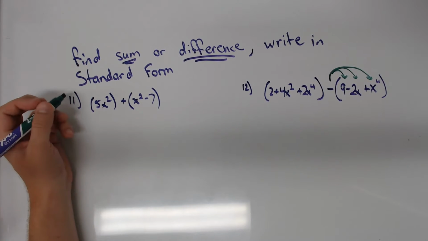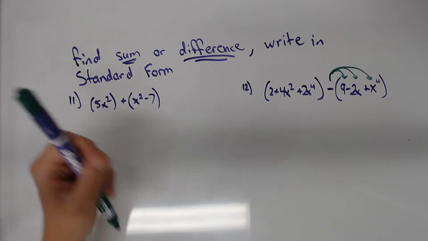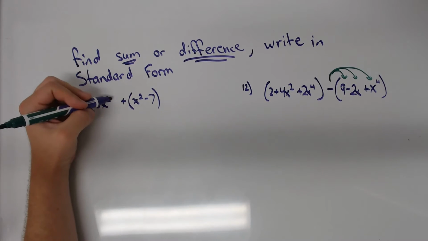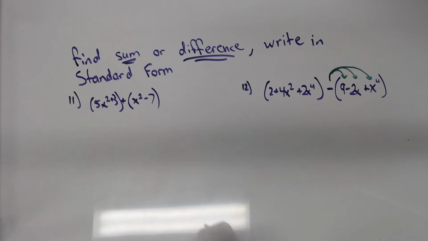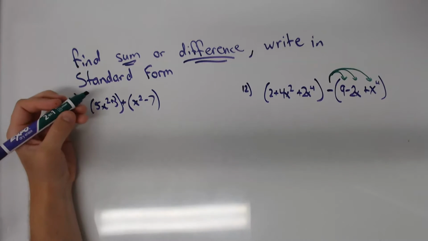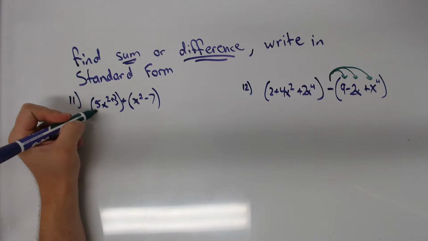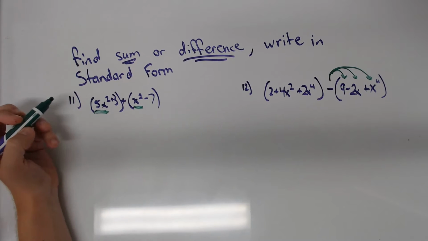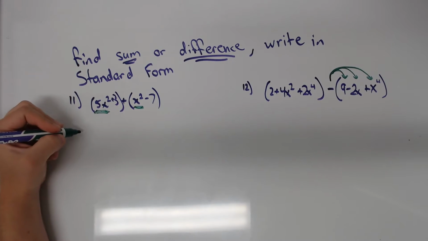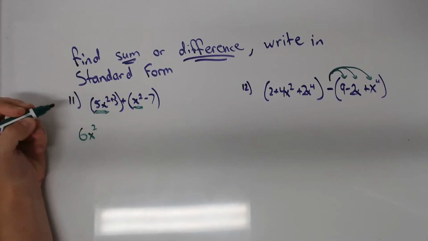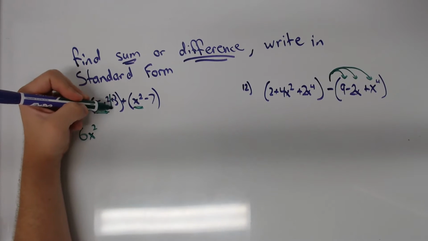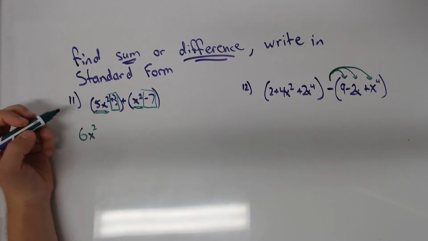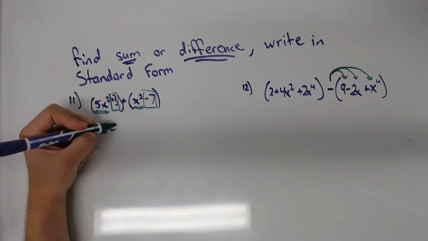All right, so let's handle number 11 first. Okay, just noticed I wrote the problem down wrong. Should be 5x squared plus 3. All right. So what I'm looking for is like terms. 5x squared and x squared are like terms because they have the same variable part. 5x squared plus x squared is 6x squared. And then plus 3 minus 7, a positive 3 and a negative 7, make a negative 4.